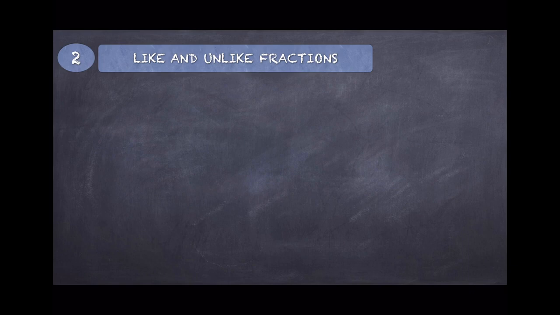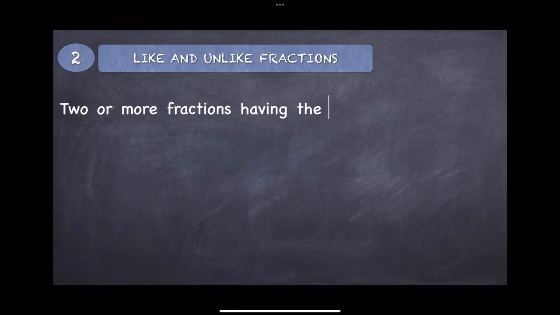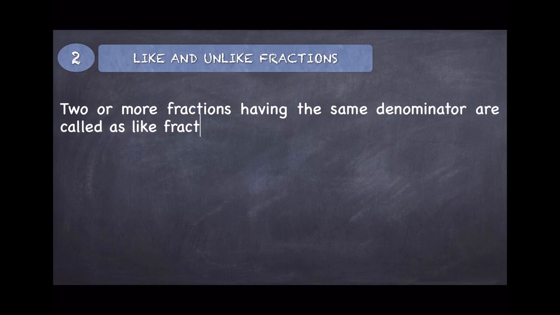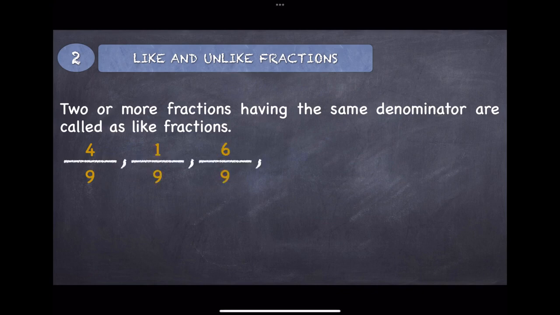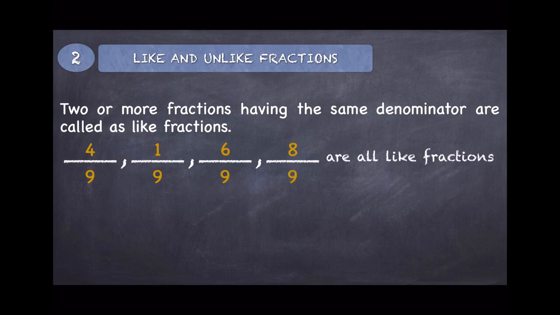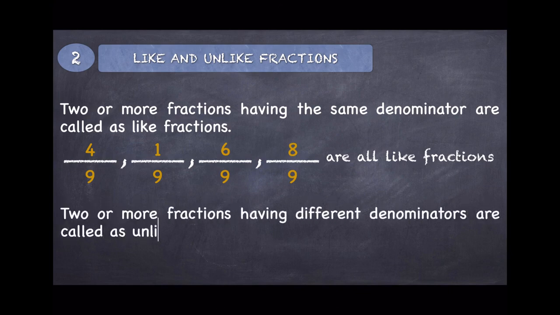Next, let us see what like and unlike fractions are. Two or more fractions having the same denominator are called like fractions. For example, 4 by 9, 1 by 9, 6 by 9 and 8 by 9 are all like fractions. Now, you might be able to guess what unlike fractions are, right? Yes, unlike fractions are fractions having different denominators.